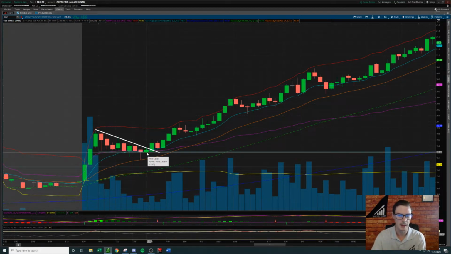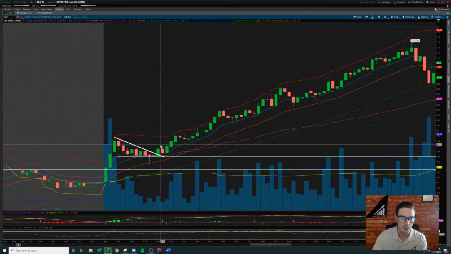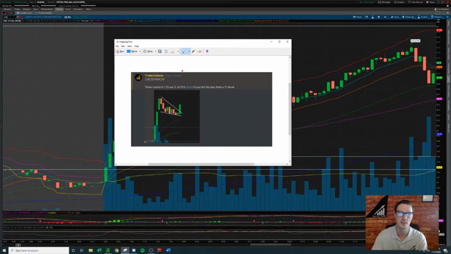Okay, so ten more minutes passed, and then eventually you see we get a break of this downward trend line. We get a confirmation that the support is being validated as an actual support, and that's when I put out alert number 2 at 7:33 a.m. I give you the same exact contracts. They're at 1.25 with a stop loss. I just drew right over top of that.